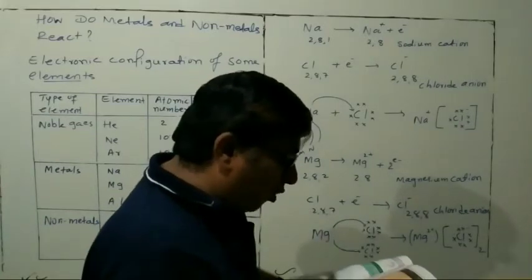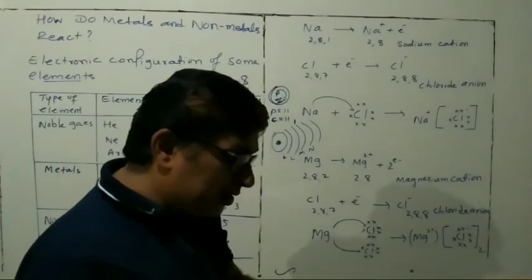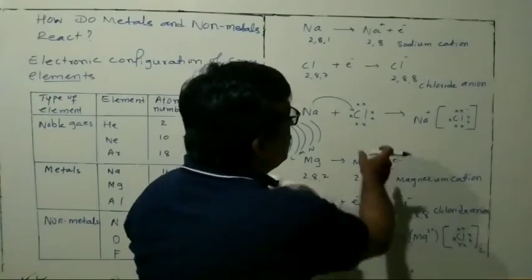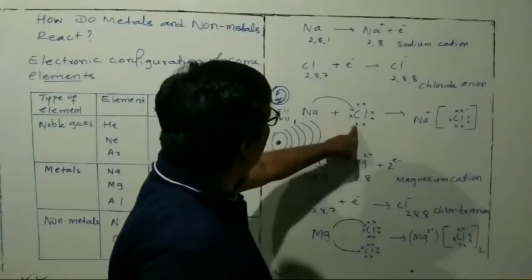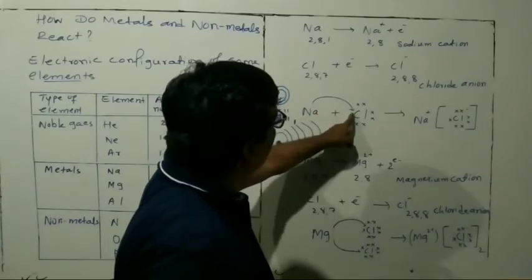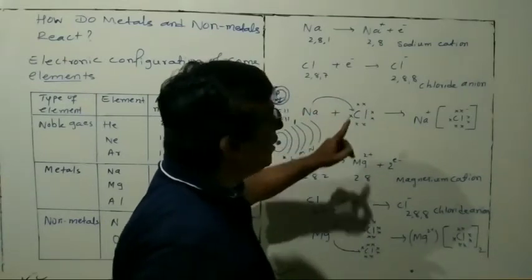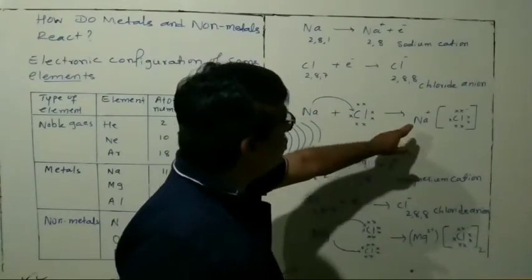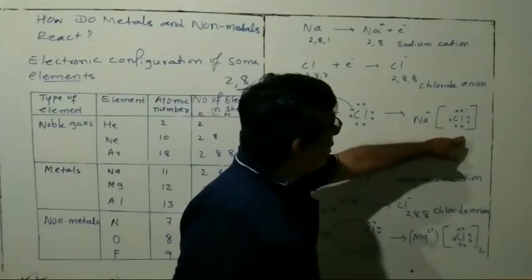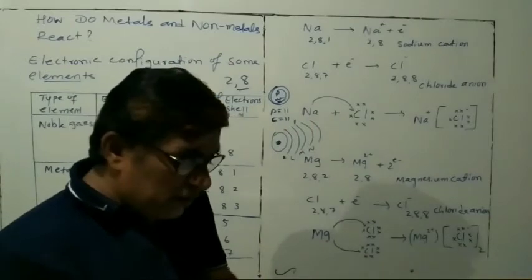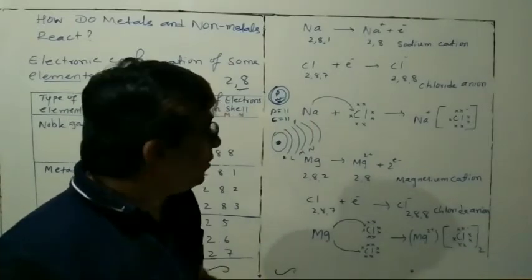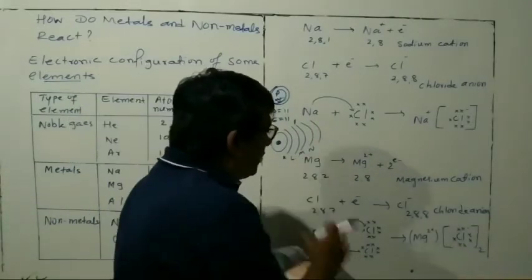So this is the formation of sodium chloride. In this way you have to show the figure. One electron is joining here, 2, 4, 6 and 8. Like this, here also Na positive and this is the chloride. So like this structure you have to show it, dear students. This is the formation of sodium chloride.